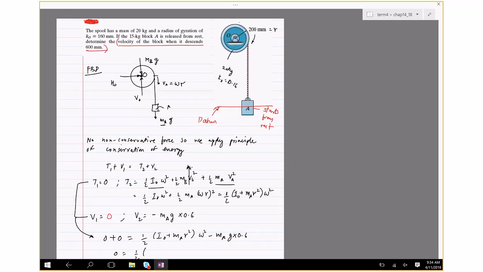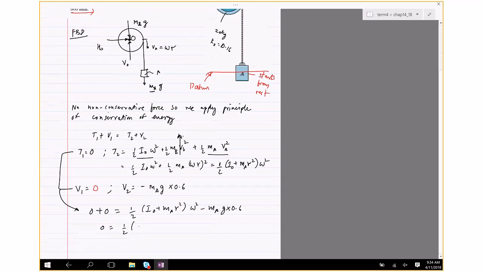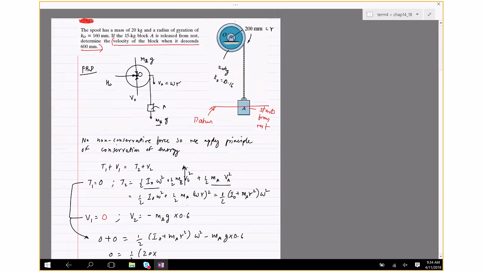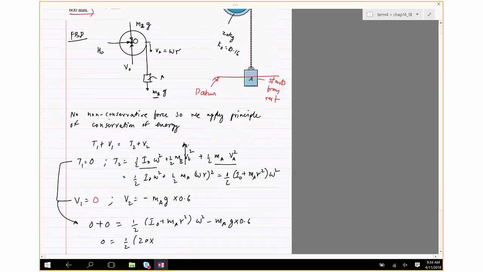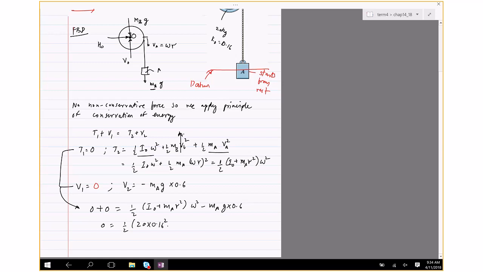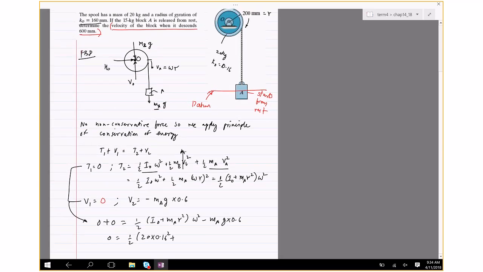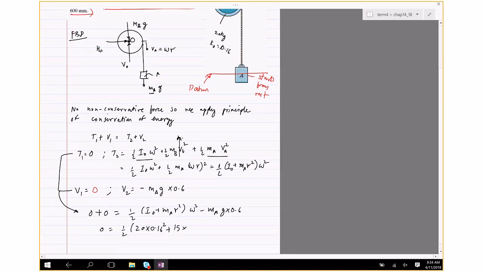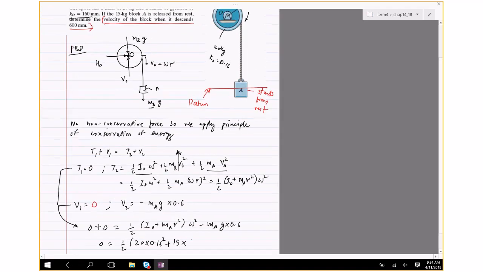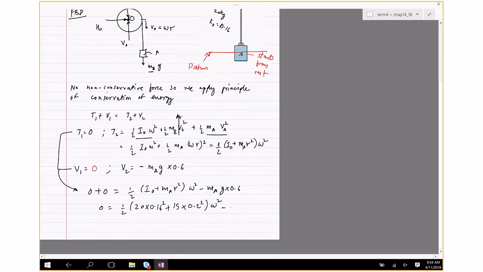IO is the mass 20 kgs times the radius of gyration squared, which is 0.16, plus mass of A, which is 15 kilograms, times the radius, which is 0.2 square, times omega square, minus MA, which is 15 times 9.81 times 0.6. So the only unknown in that equation is omega.